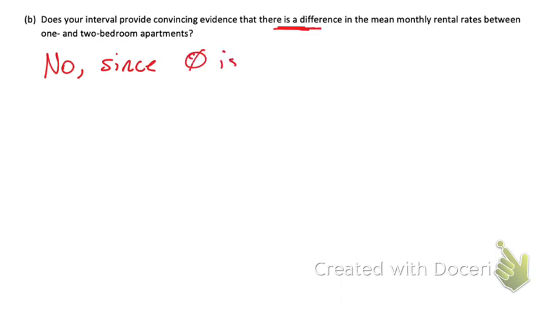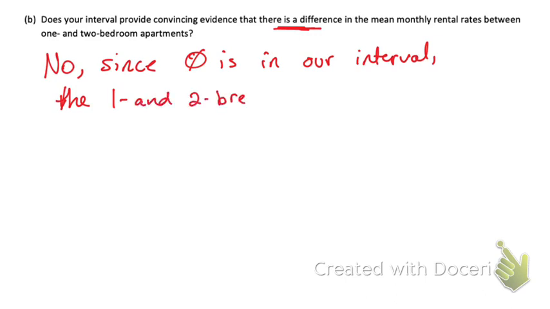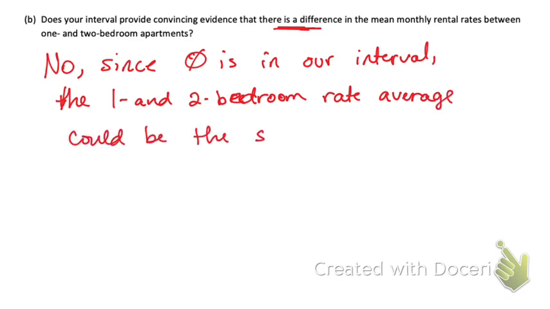Since zero is in our interval, the 1 and 2 bedroom rate average could be the same. That is due to sampling variability. There could be a chance that I could go and take a sample of 10 one-bedroom apartments and 10 two-bedroom apartments, and I get an average rental rate that is the same. That could happen. That's so cool. Can we just say no zeros in rental? Yeah.